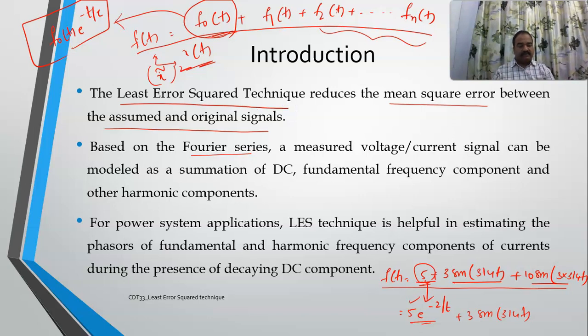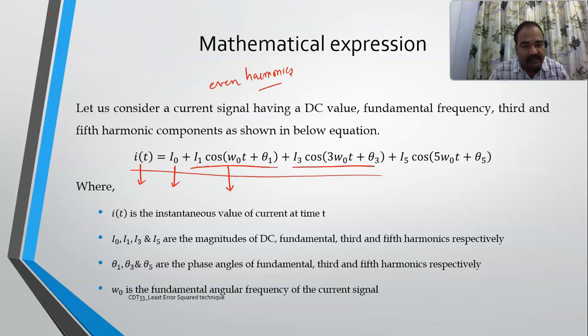Particularly in case of transients, when your signal is decaying, the DC component might be decaying most of the times. In that case, to get a perfect representation of the signal, the least error square technique gives better results compared to the conventional Fourier series. I hope you have now understood the major difference: the DC component can be implemented in decaying format also. But at the UG level, I am omitting that concept, so I am directly going on with how this is applied in power systems.